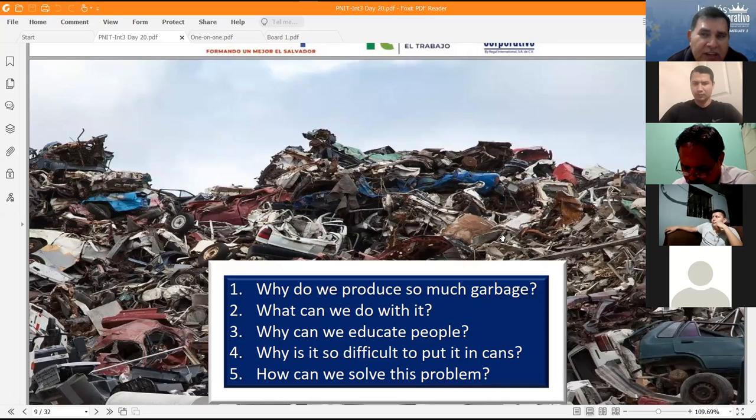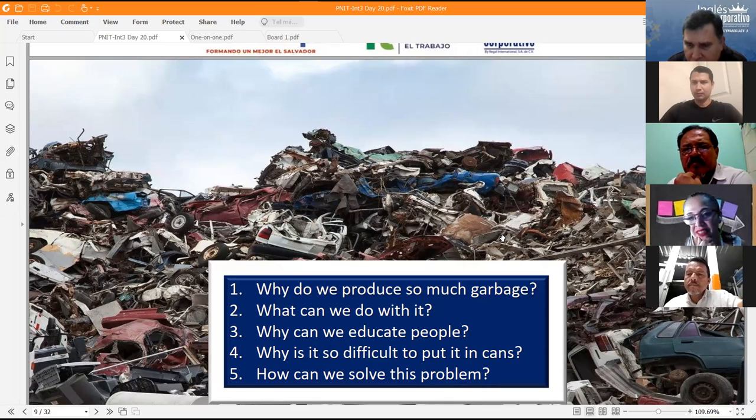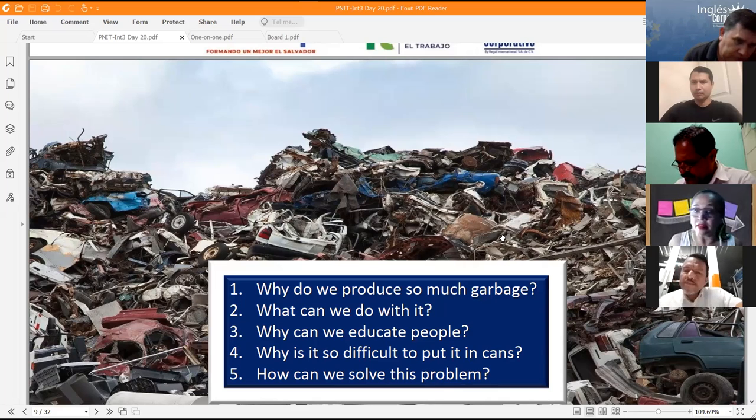Why do people produce so much garbage? Why do we produce so much garbage? Ideas? Because we are very consumerist. Because we consume a lot of things. In excess. Yes, that's right. So for by consumer and for the life cycle of the product also. Sometimes we don't recycle, we just throw away the product.